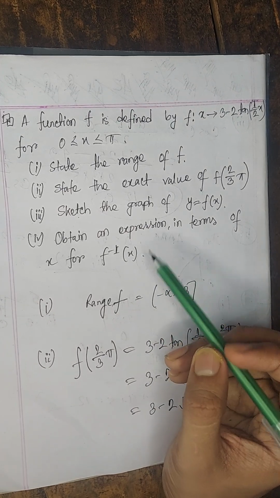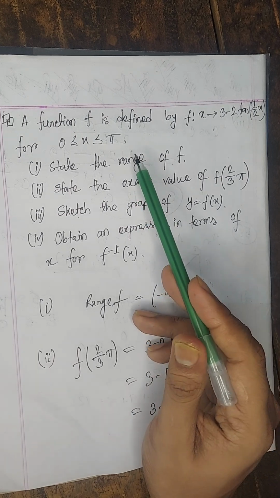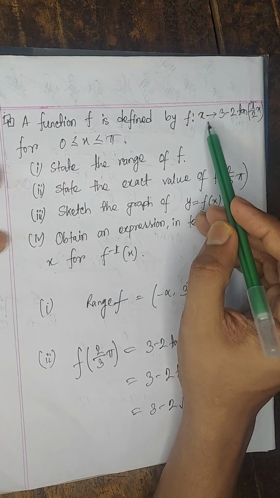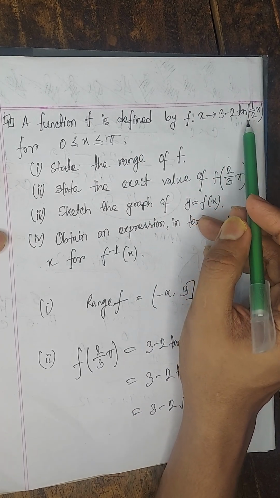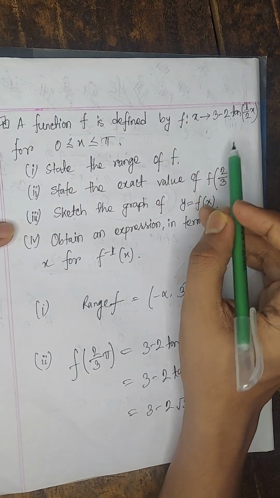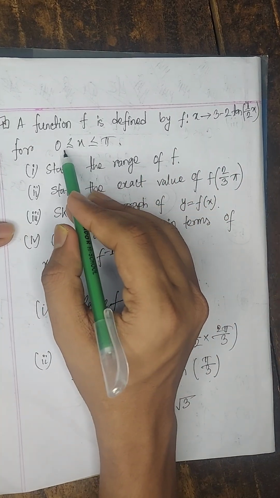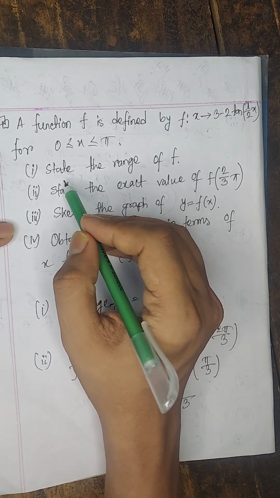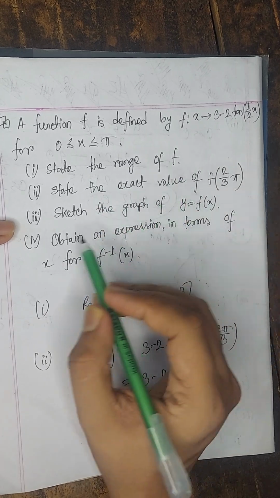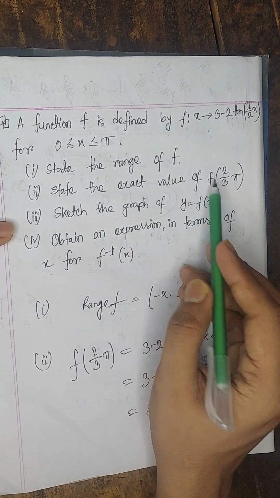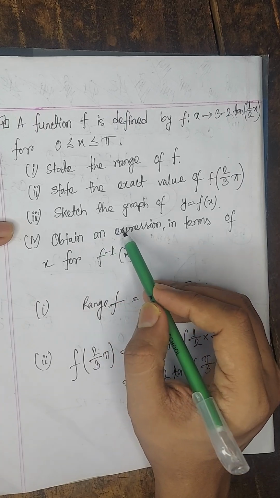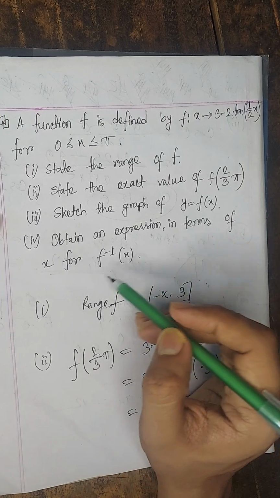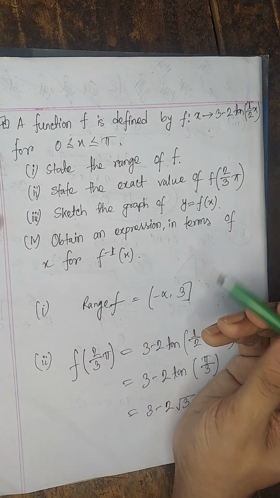Calculus and trigonometry. First of all, our first problem is: a function f is defined by f(x) = 3 - 2 tan(x/2) for x greater than or equal to 0 and less than or equal to 5. We have to state the range of f, then state the exact value of f at this point, also sketch the graph of y = f(x), and obtain an expression in terms of x for f inverse of x.